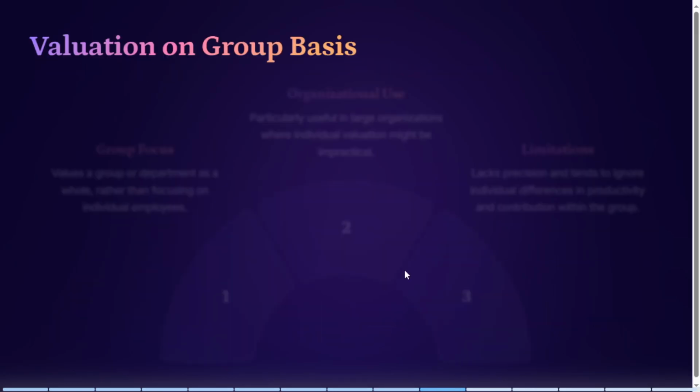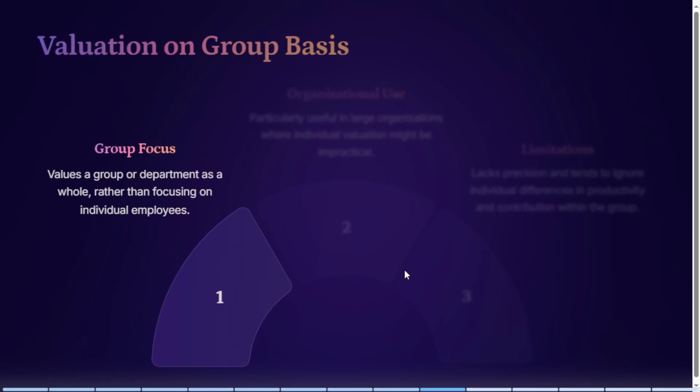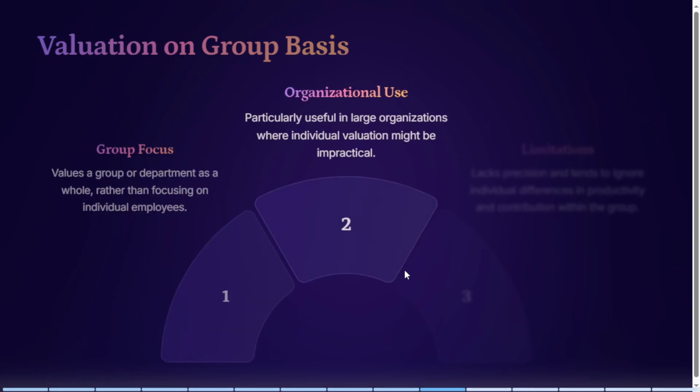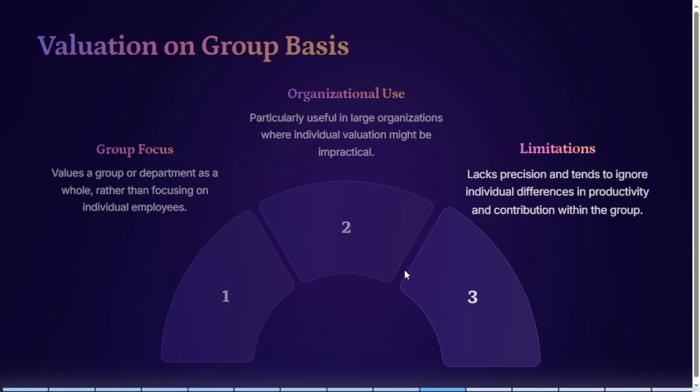The third one, valuation on group basis. Sometimes individual valuation is impractical, so we value groups or departments as a whole. It is useful in large organizations with many similar employees, when individual differences aren't significant, for departmental performance evaluation. If we talk about the limitations: it lacks precision for individual contribution, ignores individual productivity differences, and can't guide individual HR decisions effectively.